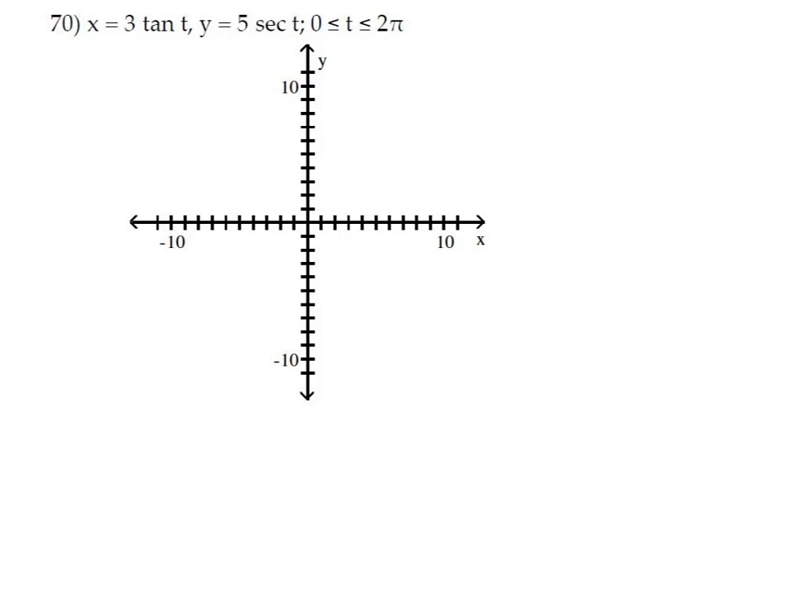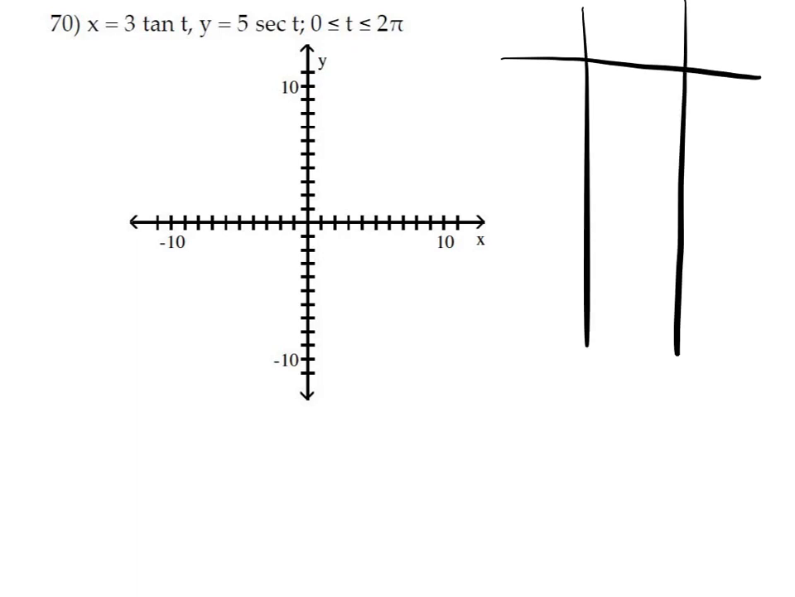Graph the following parametric curve. X equals 3 tangent t and y equals 5 secant t. We're given a domain for t: 0 less than or equal to t less than or equal to 2 pi. So I'm going to draw a t, x, y chart, from 0 to 2 pi. Let's start at 0. Tangent 0 is 0, times 3 is 0. X is 0. Secant of 0: cosine of 0 is 1, secant is 1, 5 times 1 is 5. So we're starting out at the point 0, 5. That's our initial point.